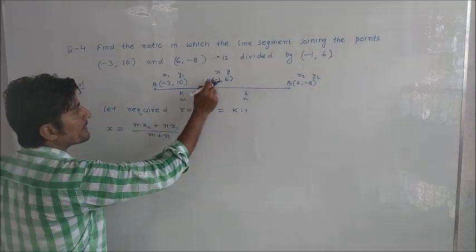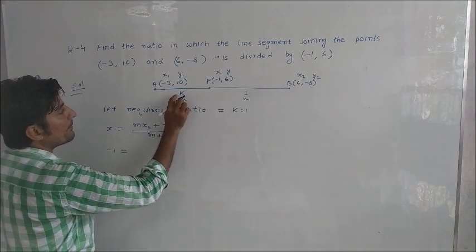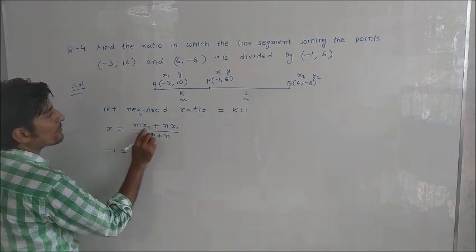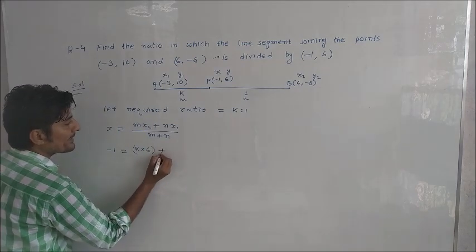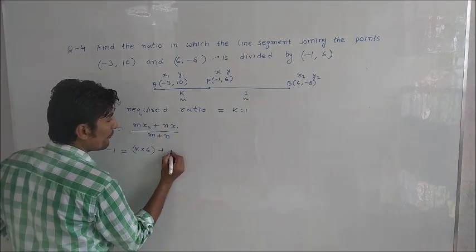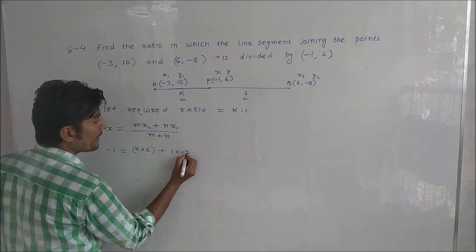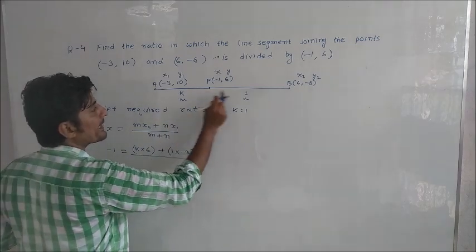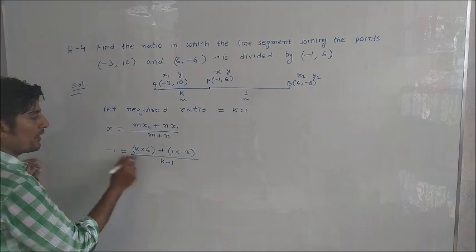Now, the value of x is -1, so we can write here -1 equals m. M is given k, so we can write here k multiplied by x2. x2 is given 6, so we can write here 6 plus n. n I have taken 1, so we can write here 1. x1 is -3, so we can write here -3 also, upon m plus n, meaning k plus 1. K plus 1. Now do the cross multiplication.